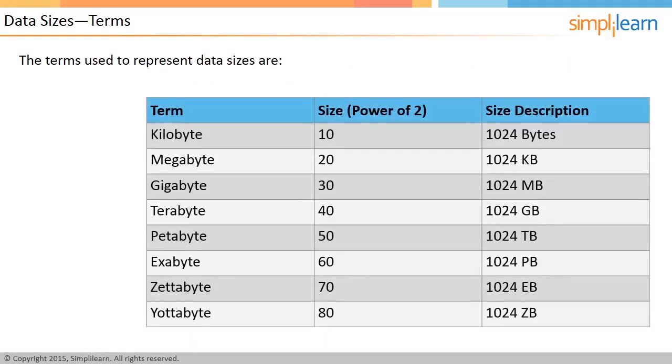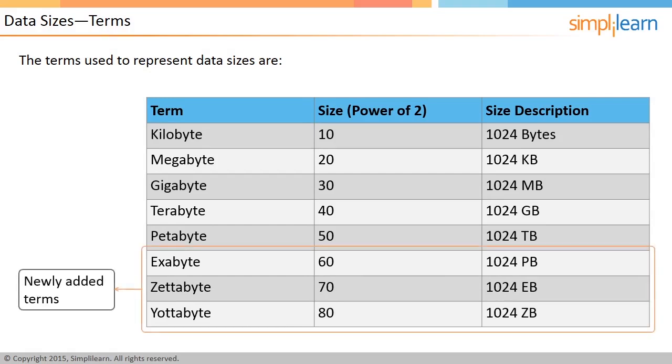The table contains various terms used to represent data sizes. The size, along with the power and description of each data term, is given. It is recommended you spend some time to go through the contents of the table for better understanding. The new terms added to address big data sizes are exabyte, zettabyte, and yottabytes. Typically, the term big data refers to data sizes in terms of terabytes or more.